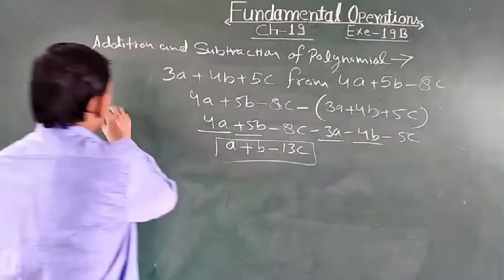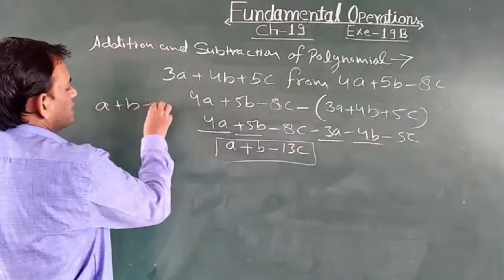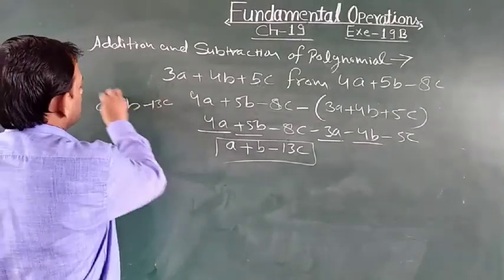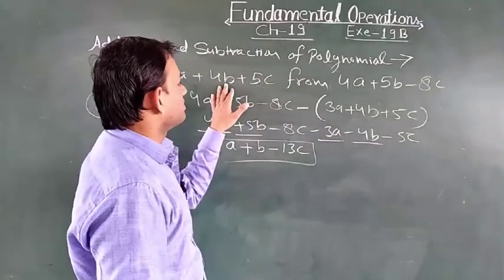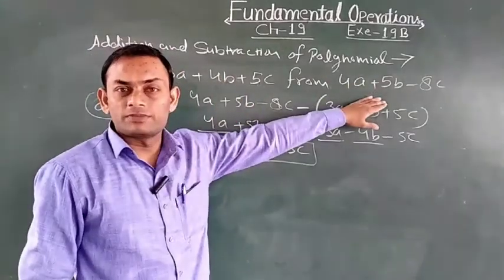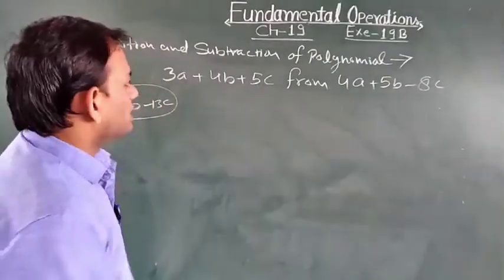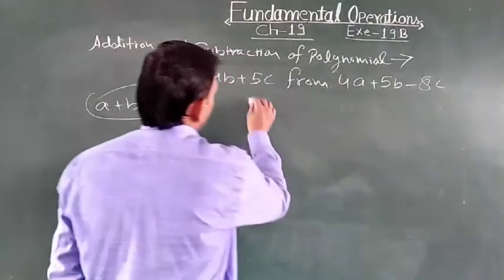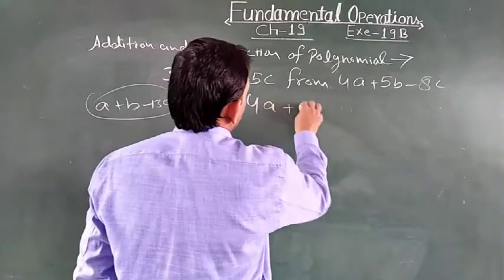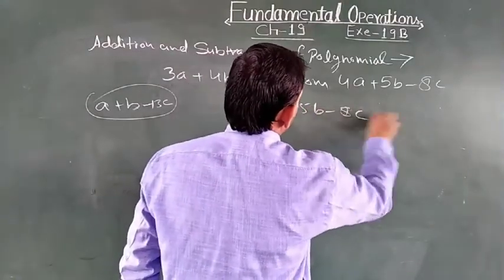Okay, what is the answer? a plus b minus 13c. Now I will tell you how to subtract this polynomial from this by using the column method. Okay, again we will write this polynomial first of all, 4a plus 5b minus 8c.